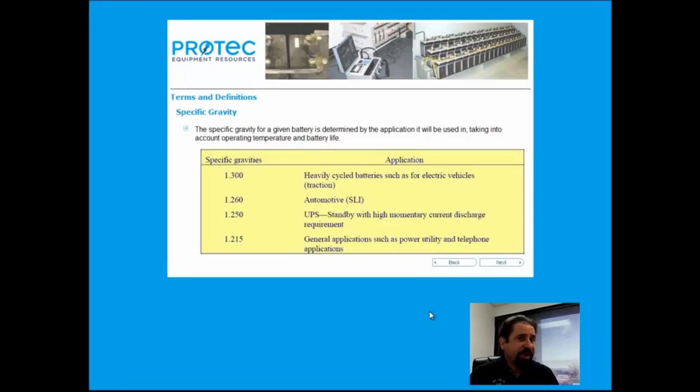Some examples of specific gravity values. A value of 1.3 typically would result in a highly cycled battery such as those for electric vehicles. 1.26 is a value commonly associated with automotive batteries. 1.25 is typically associated with UPS, standby, and high momentary current discharge requirements. 1.215 is for general applications such as power utilities and telephone applications.